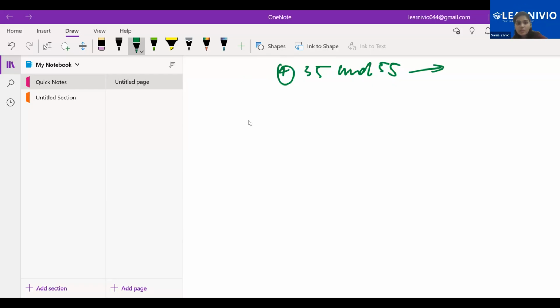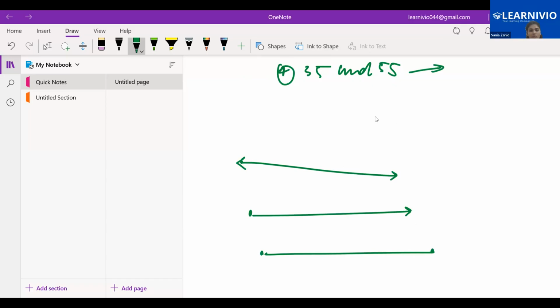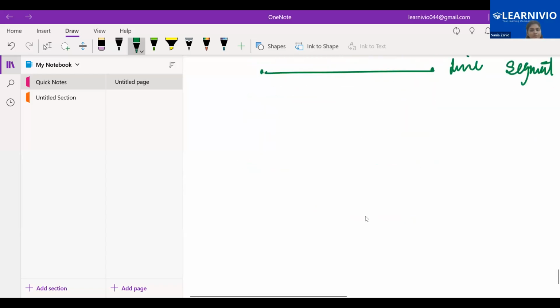We need to know the difference between a line, a ray, and a line segment. What is a line? A line is basically something which has no end points. This is a line. It does not have any end points. What is a ray? A ray has one end point. What is a line segment? A line segment has two end points. Do you know these three things? Yes, ma'am. Line, ray, and line segment. I hope this much is already clear to you.